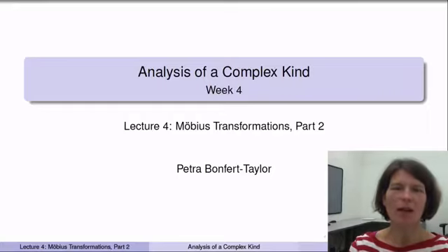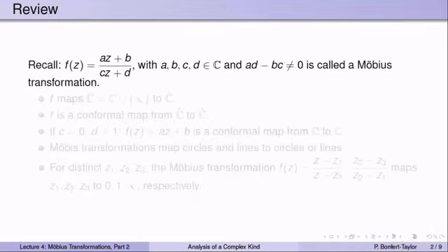Welcome to the second part of our lecture series on Möbius transformations in the fourth week of our course, Analysis of a Complex Kind. Remember that we defined Möbius transformations or fractional linear transformations as functions of the form (az + b)/(cz + d), where a, b, c, d are complex constants such that ad − bc is non-zero, which just guarantees that f is not constant. These are called Möbius transformations.